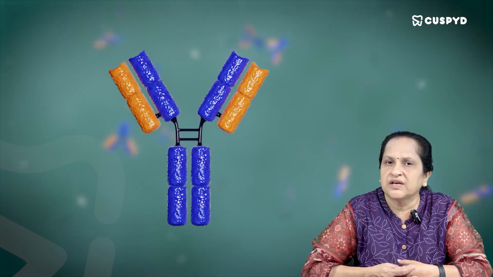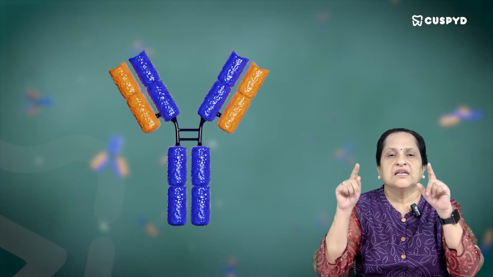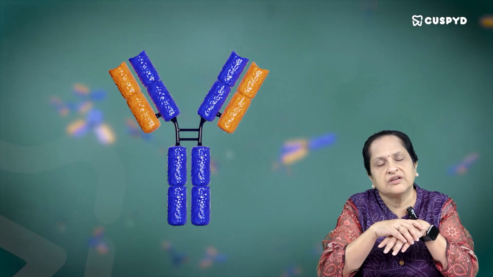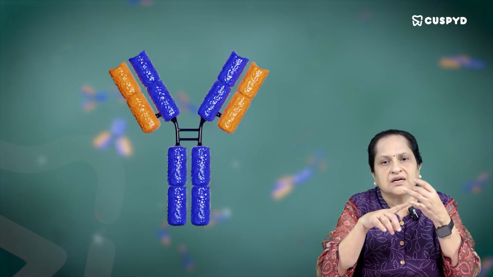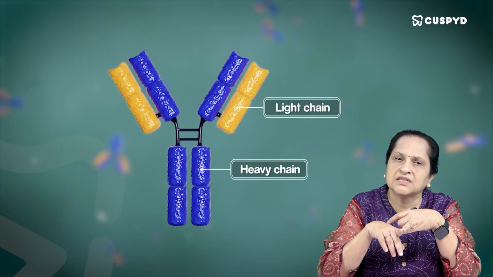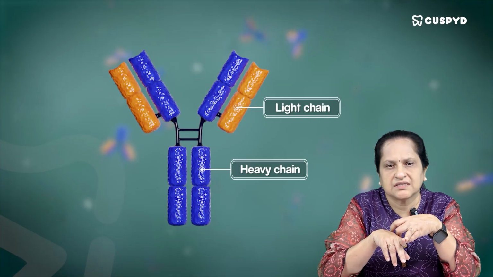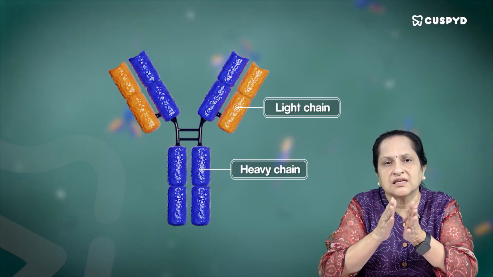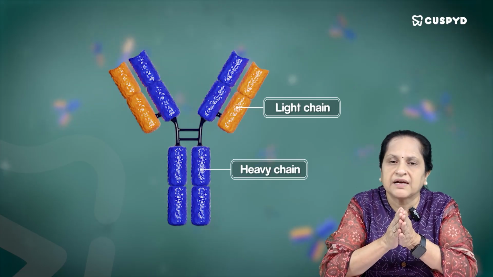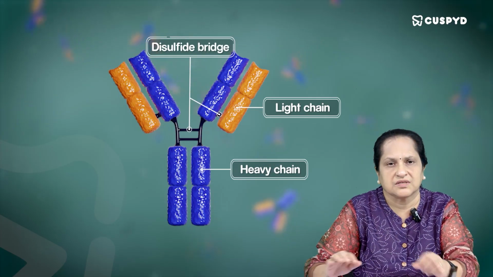In your school, you would have read that antibodies are Y-shaped structures. Now, this Y-shaped structure is made up of two different types of chain, a heavy chain and a light chain. And all these are made of polypeptides. These heavy chains are interconnected with the light chains and with themselves by disulfide bonds.